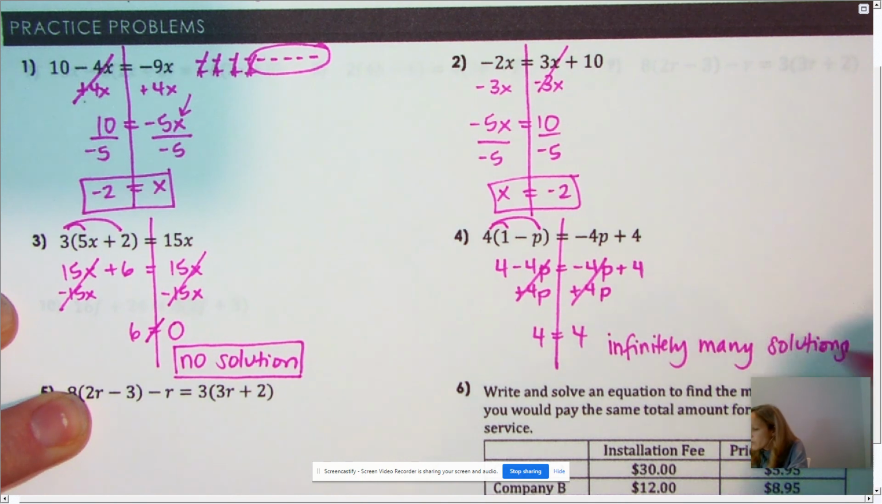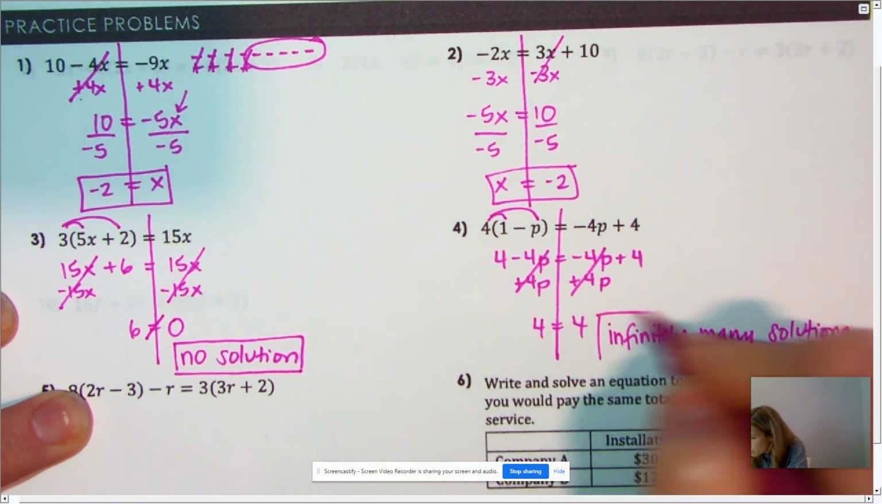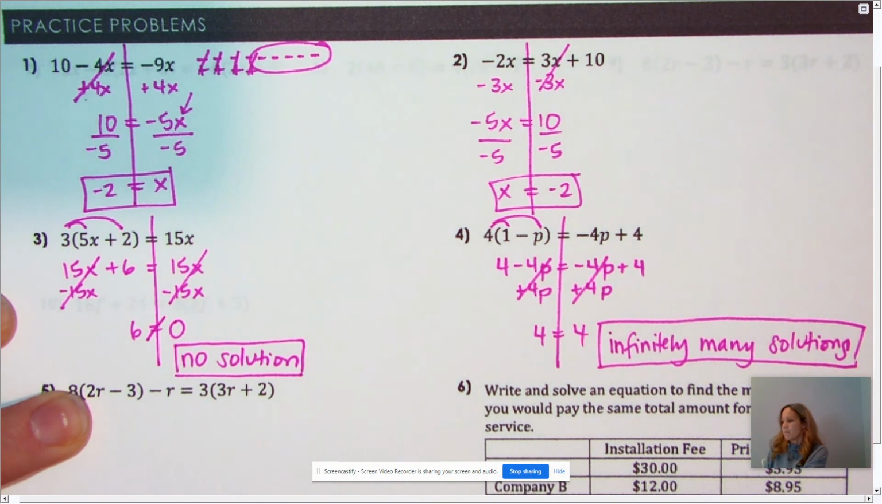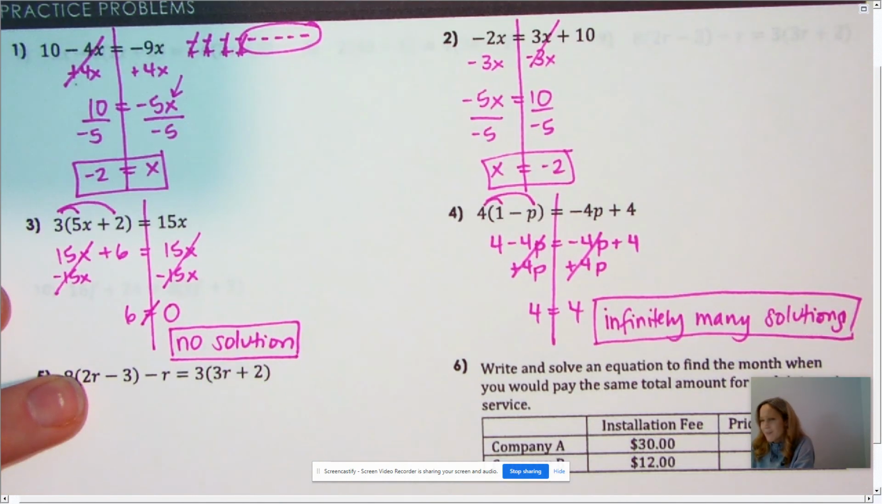Okay, all real numbers that I plug in here will make this true. Maybe even imaginary numbers. It's a question for a different class.